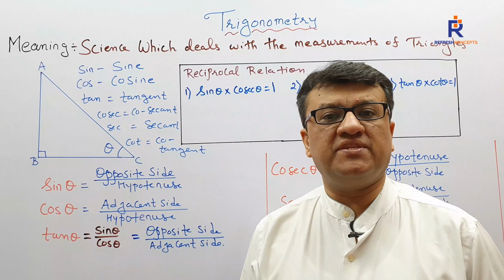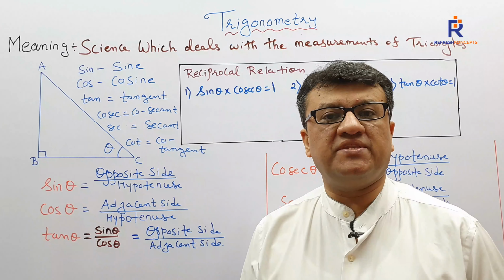Children, in our class 9th and 10th, we restrict ourselves to right angle triangle only. In your further classes, you'll be studying something more about trigo, which we are not learning right now. What we are learning is only for right angle triangle. Right? Let's start. Now children, trigo prima facie has 6 main ratios.